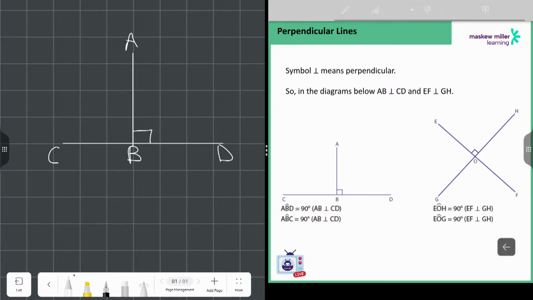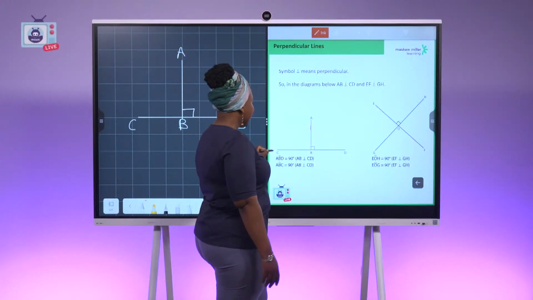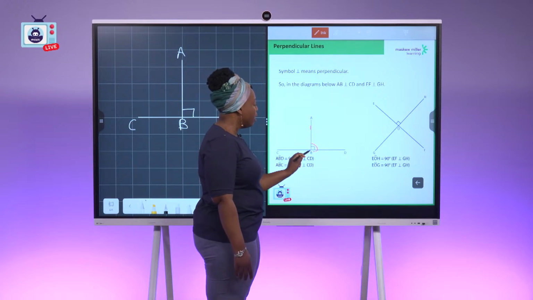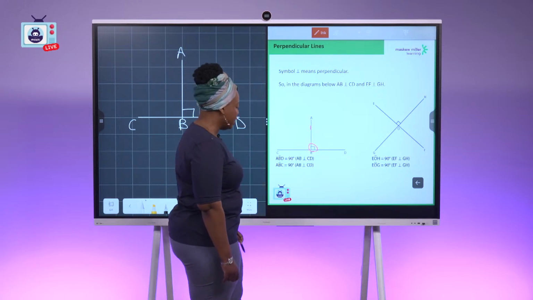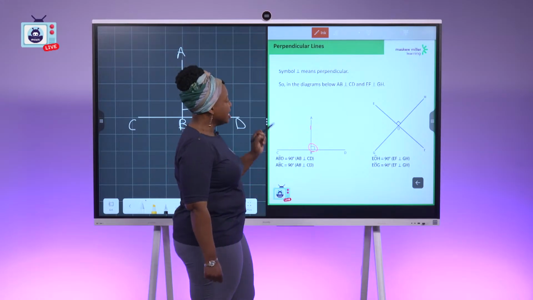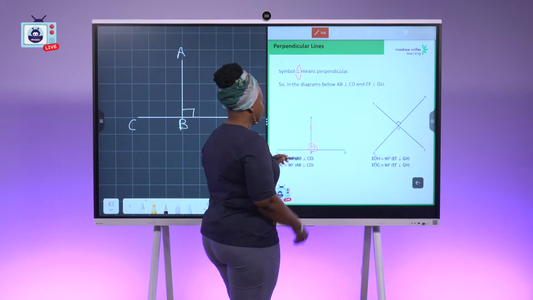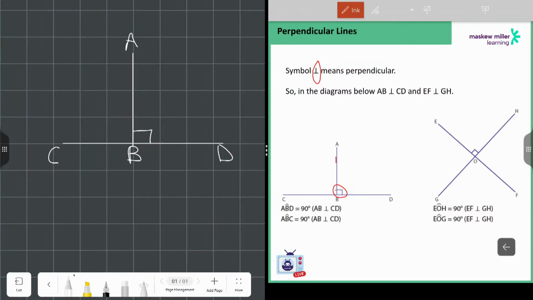Every time you have a line that is drawn vertically and then joined with one that is horizontal, they will always form 90 degrees. And that is what we call perpendicular. There's a symbol that we use like this, which is literally just indicating our horizontal and vertical line. We call that a perpendicular symbol.